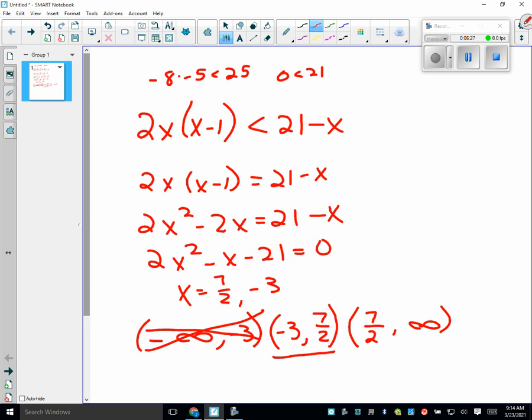Okay. Now, I need a number for this interval. 4? I wasn't sure everybody was with me here. So when I put a 4 here, don't I get 8 times 3 is less than 17? Is that true? Yeah. So this is my answer. Did that make sense?